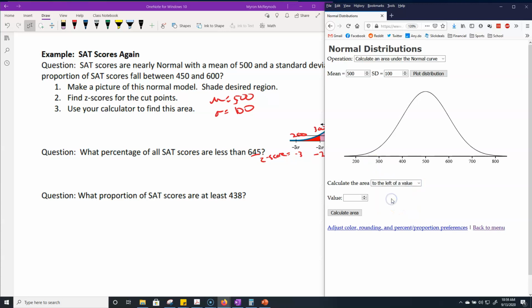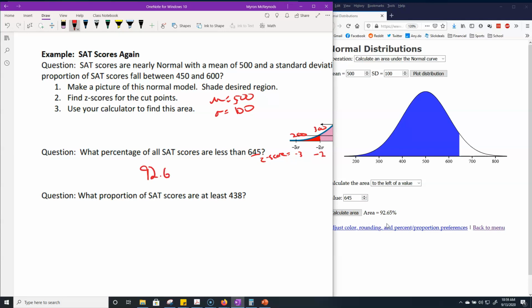So for this one we want to the left. How many people scored less than 645? I calculate that, and I get 92.65%. And that's what we expected. We expected it to be big, right? 92.65%.